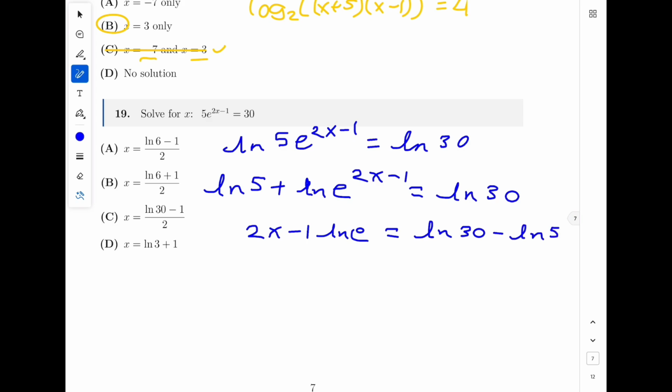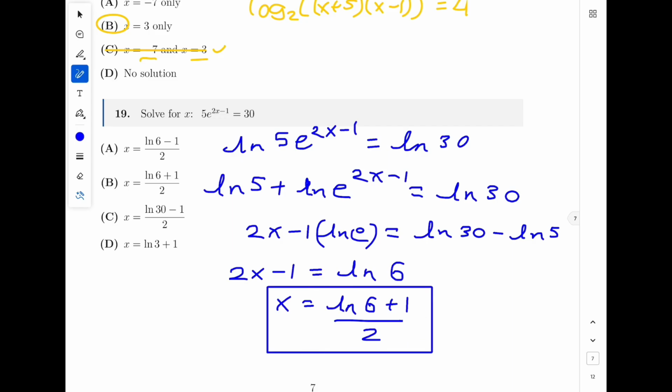Now on the left hand side, notice that ln e is just 1, so 2x minus 1 is equal to, using the division rule, ln 30 minus ln 5, which is ln 30 over 5, which is ln 6. Then I add 1 and divide by 2, so I have ln 6 plus 1 over 2. That should be it. Checking my multiple choices, B is the correct one, so 19 is B. I hope that was clear.